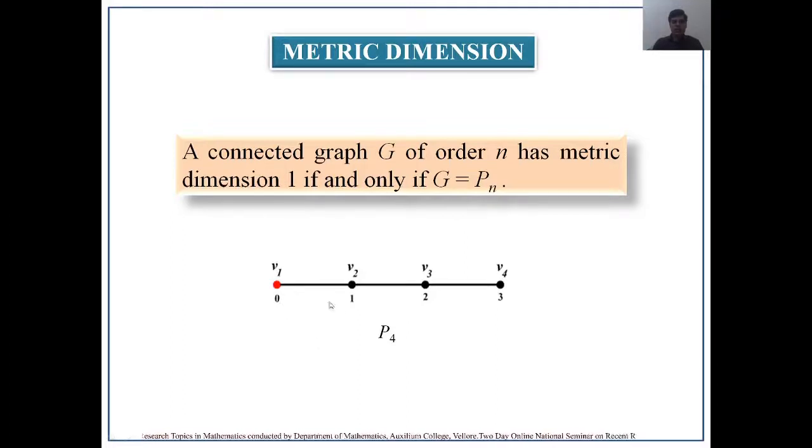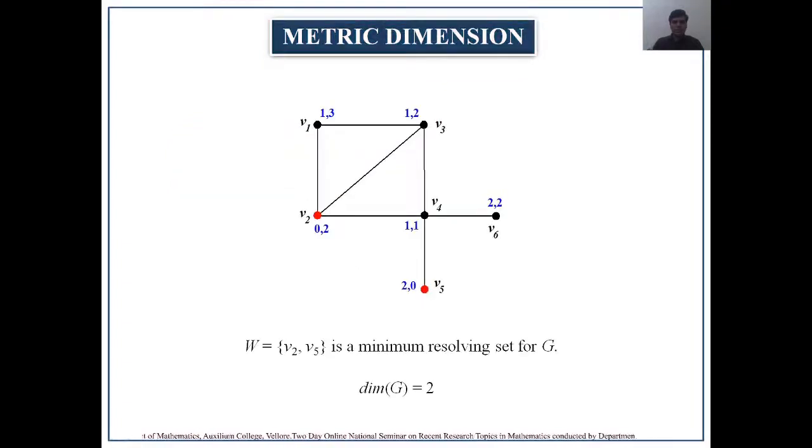It is true for any number of vertices in the path. Therefore, there is one class of graph containing metric dimension 1. That is why I said this graph we cannot reduce further to one vertex. Therefore, this is the lower bound of metric dimension.